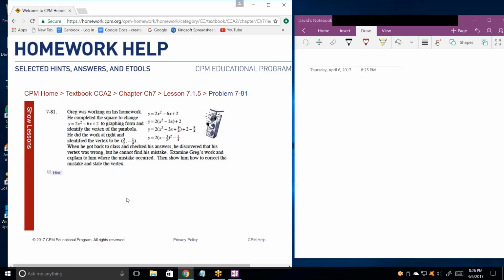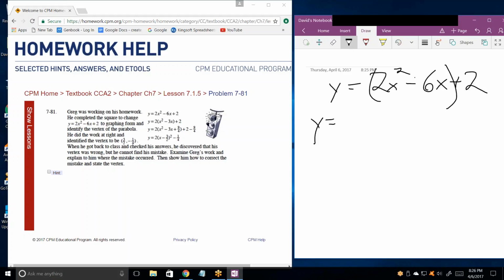All right, so where did he make his mistake? Let's go through each step. Y equals 2x squared minus 6x plus 2, and he put parentheses around that. And then he factored out a 2 so that the coefficient of the x squared term would be 1. That looks pretty good. Now I'm leaving space to complete the square. So far I haven't changed anything.